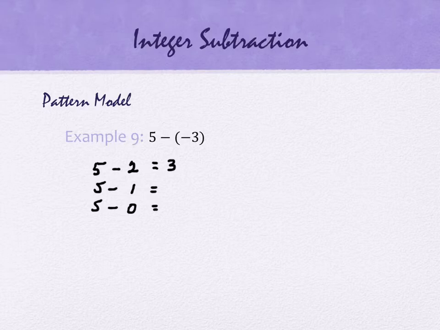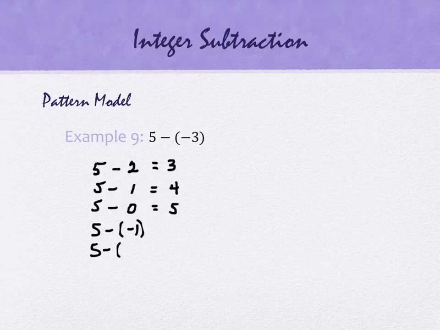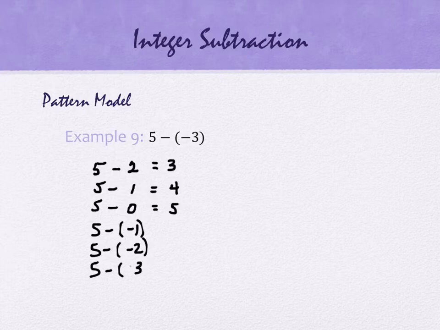5 minus 1? 4. And 5 minus 0? 5. And then we move into the negatives. So again, I'm going to write down the 3 that we need to get down to the negative 3. But what we're going to do is look at the pattern on the right, not actually do the mathematics that we're thinking of on the left. The pattern is what we're trying to establish.